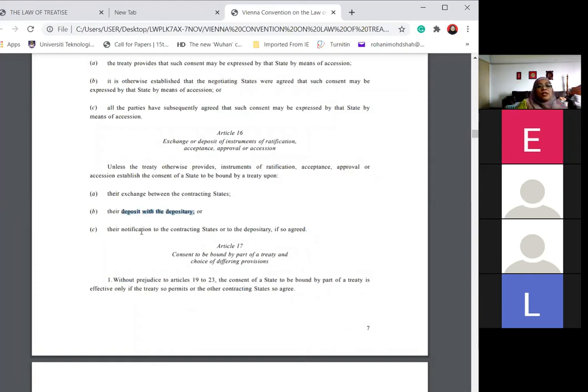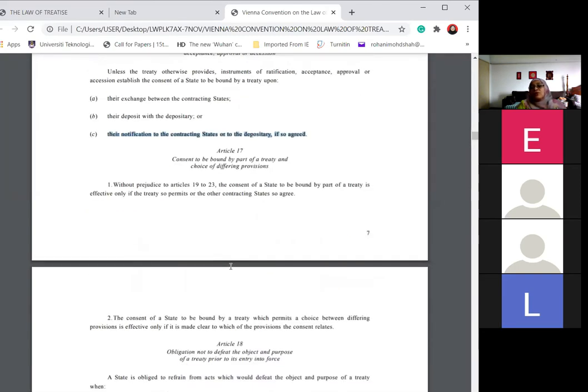Then the notification to the contracting states, or to the depositary if so agreed. You send it yourself to the other countries. Who sends it? This part is done by the committee. If the committee is the United Nations or United Nations organs, then that organ is the secretariat. If the committee is on a private treaty, then the organizing committee will have to send it to the contracting parties, to the parties who are members, or a country that has signed.